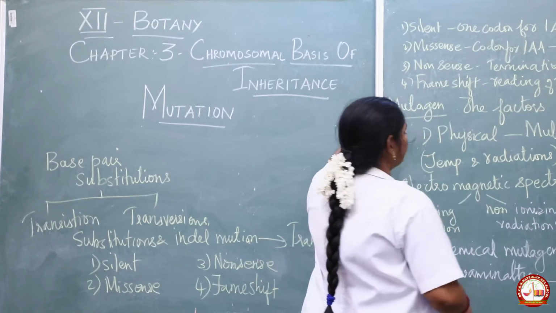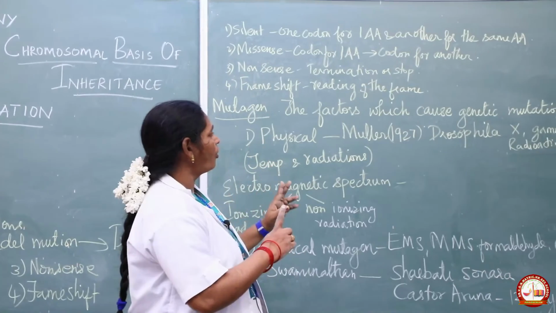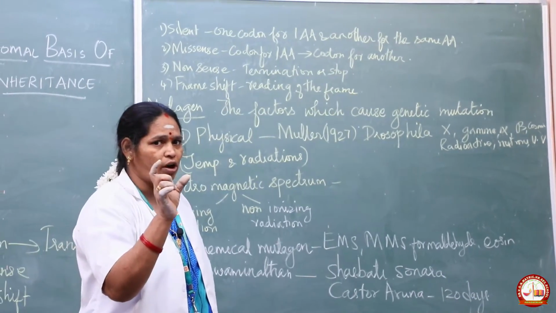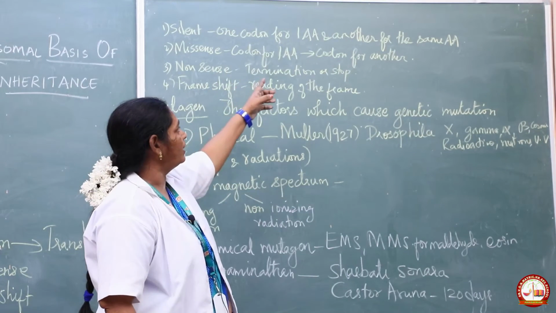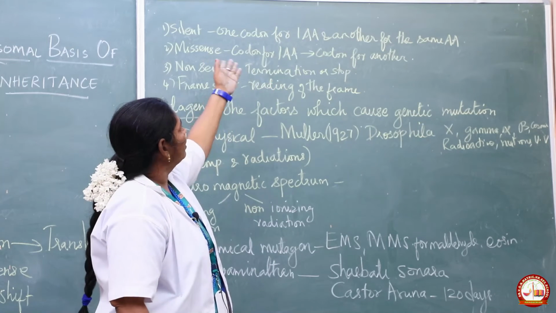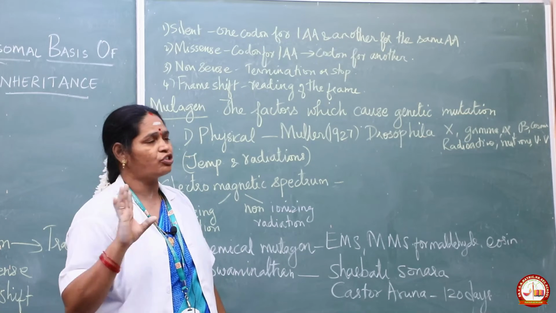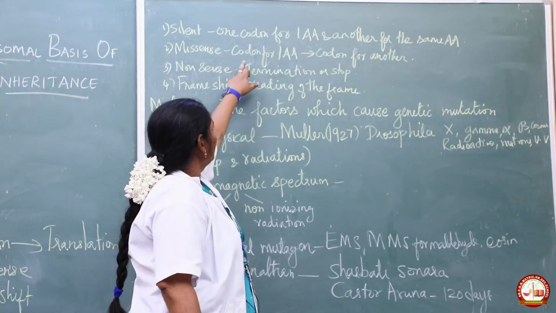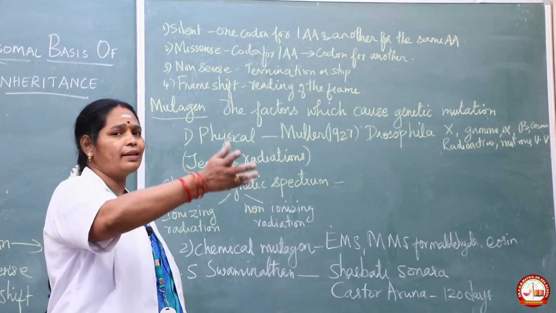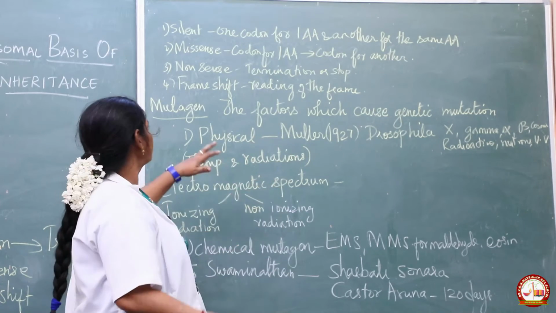So let me have it in detail. Children, the silent mutation, what does it mean? One codon for one amino acid, that's the condition. One triplet codon will synthesize one amino acid, later on a protein. Since another codon of the same amino acid is encoded, there is a change but the amino acid remains the same. The missense means a codon for one amino acid is changed to a codon for another amino acid.